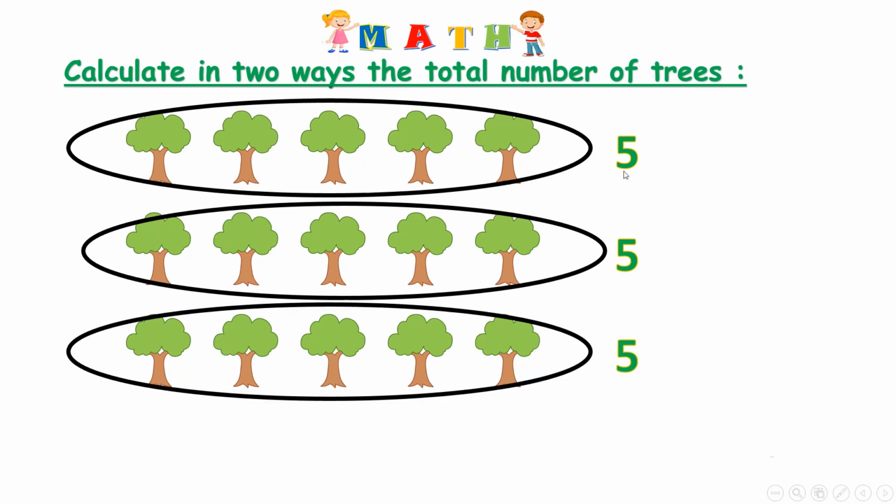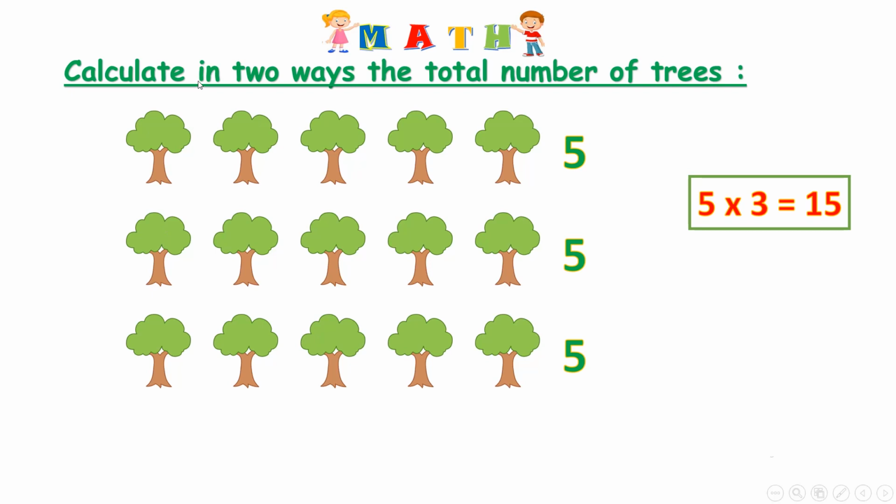So how many 5 do I have? 1, 2, 3. The number 5 is repeated 3 times. So it's 5 times 3. And the answer is what? 5 and 5 makes 10. 10 plus 5, it's 15. So I can say that these three present this equation. 5 times 3 equals 15. Okay, great.